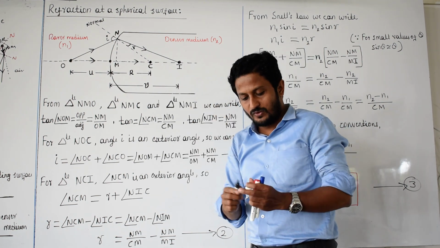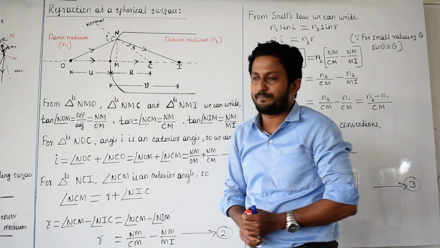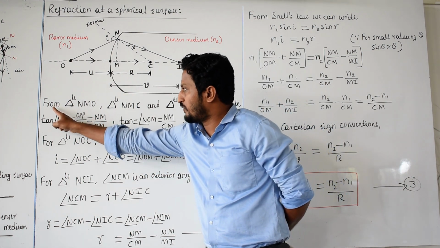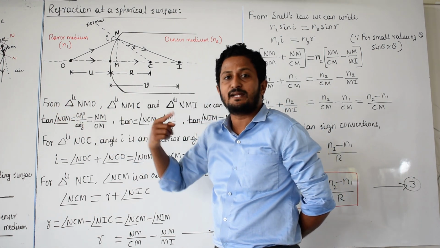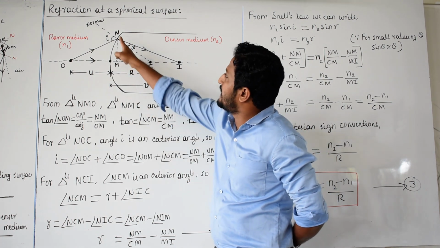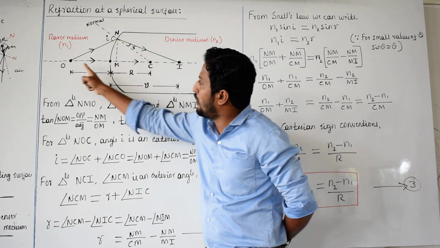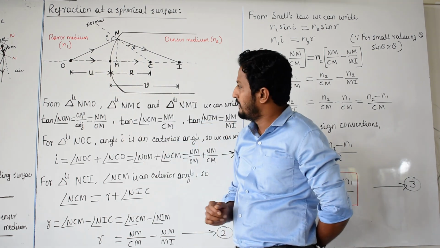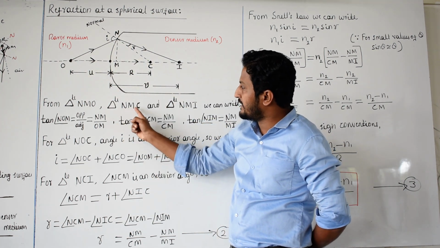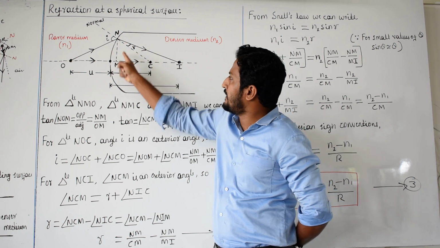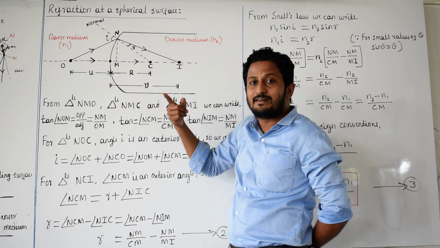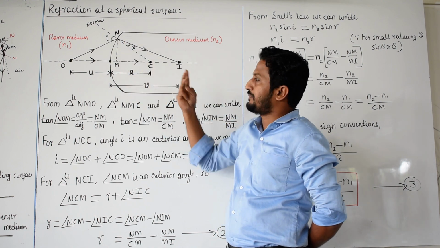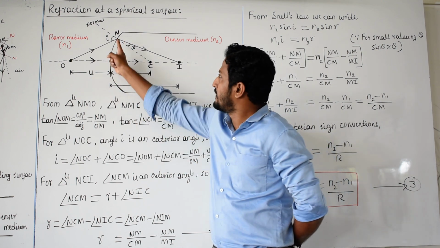Now see here. Now we go with the derivation. Concentrate. From triangle NMO, here there is one right angle triangle. And triangle NMC. And triangle NMR. Three triangles.